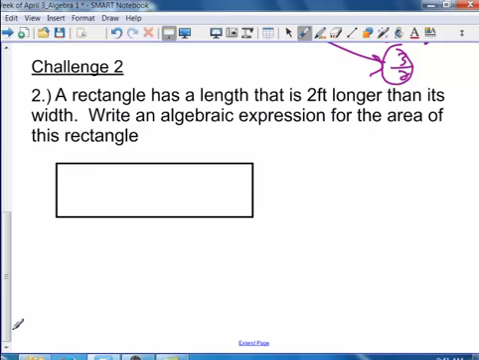This one's actually slightly easier, except the only tricky part is that you have to write it out yourself. They didn't give you the labels. So if the rectangle has a length, right here, and a width here, the length is 2 feet longer than its width. Well, the length is then the width plus 2, right? Wouldn't you agree? 2 feet in addition to the width. So that's really the length.